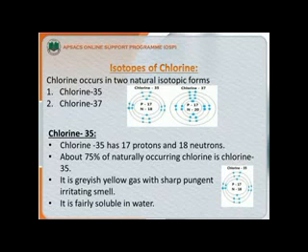It is grayish yellow gas with sharp, pungent, irritating smell. Pungent, irritating smell means the smell that you cannot bear. It has very high odor or high intensity of odor. It is fairly soluble in water, means it is highly soluble in water. You can see the diagram of chlorine-35 isotope as well.